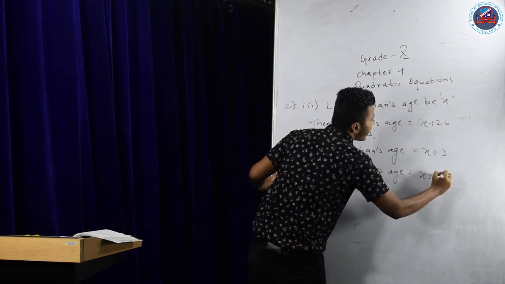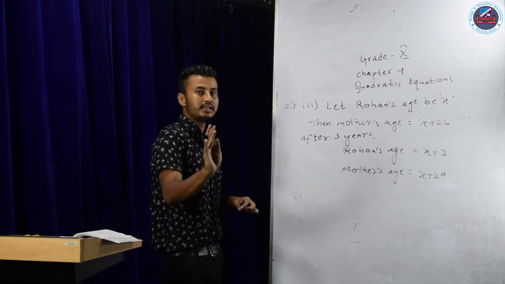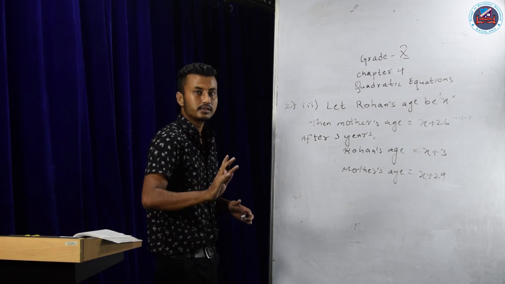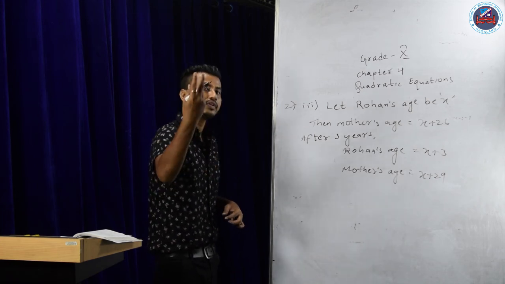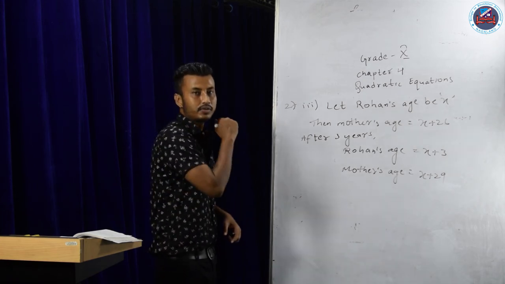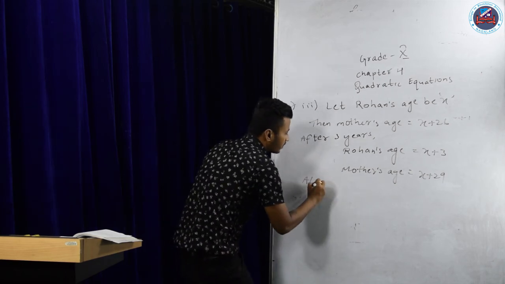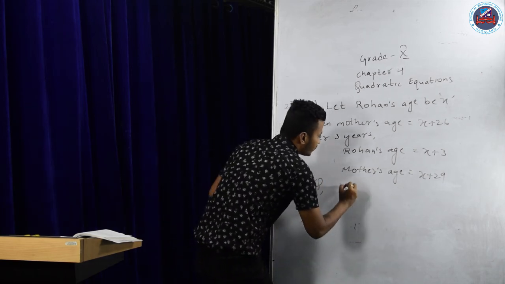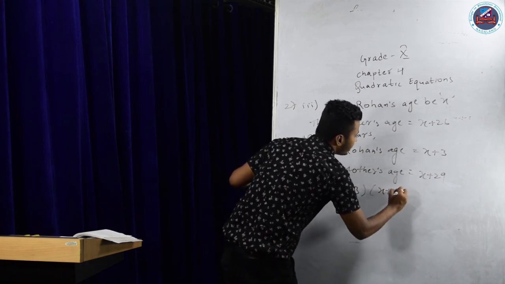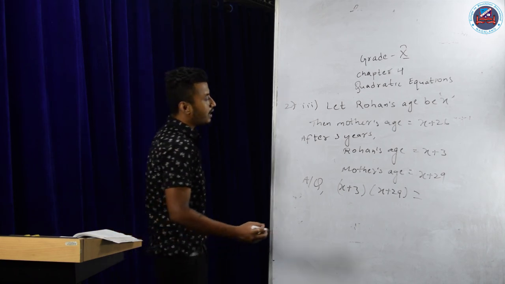X plus 29. Because simple, suppose your age is 16 years right now. In this year 2020 your age is 16 years. By 2023, that is after 3 years, your age will be 19 years. How did I get it? By adding plus 3 over there. Same case. Now according to the question, when you multiply both of their ages after 3 years, (X plus 3) and (X plus 29), you get the product as 360.